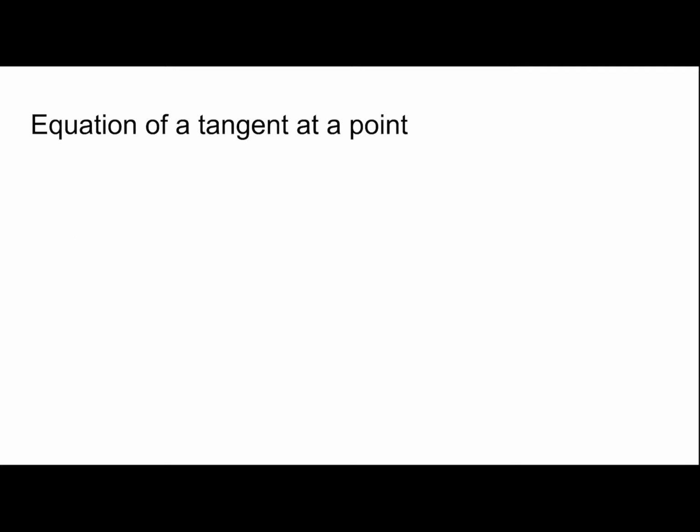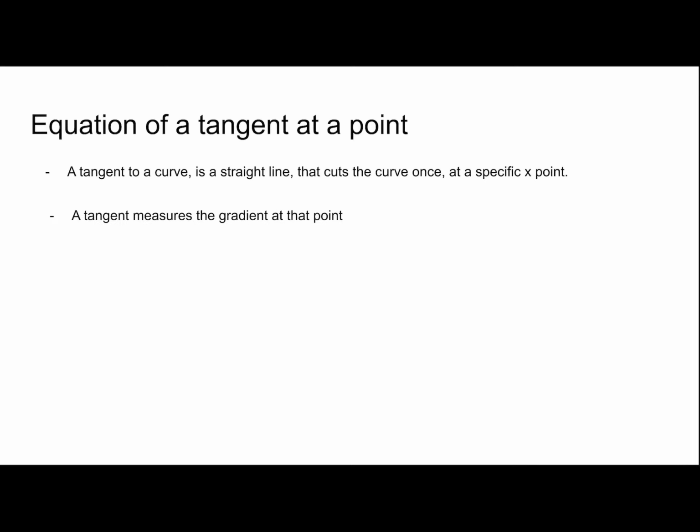So now we're going to our next skill. That's just achieve level questions, but now we can find the equation of tangents at a point. That's our second skill. A tangent to the curve is a straight line that cuts the curve once at the specific x point. A tangent measures the gradient at a point.